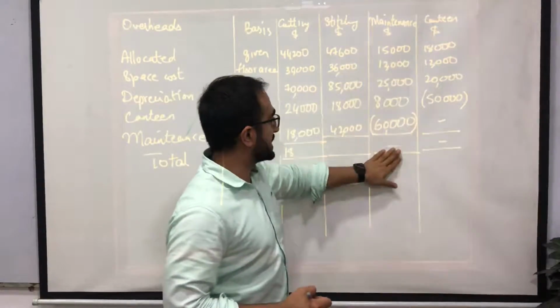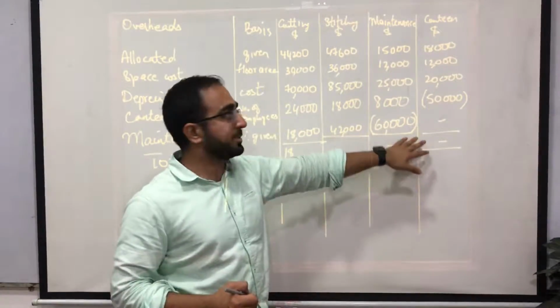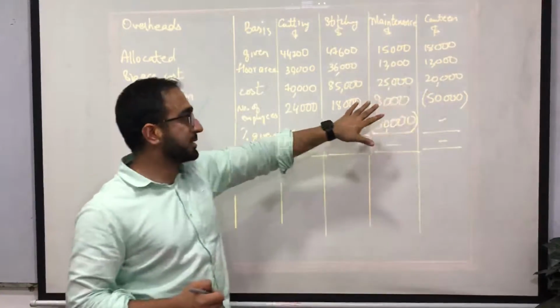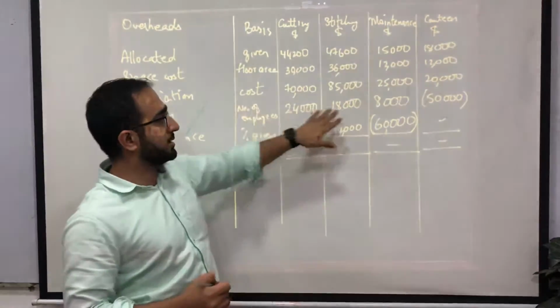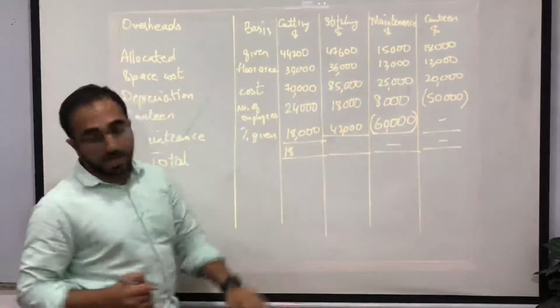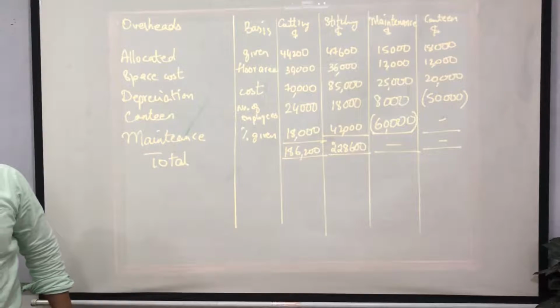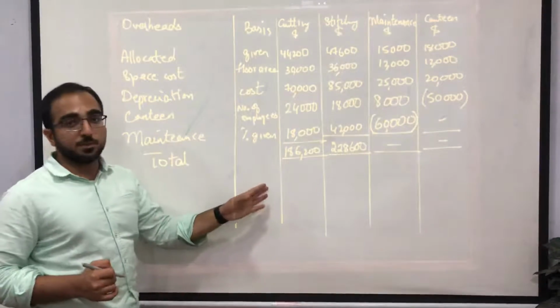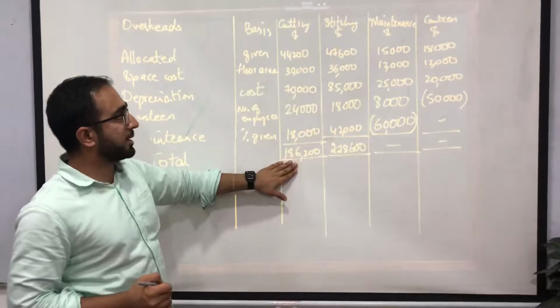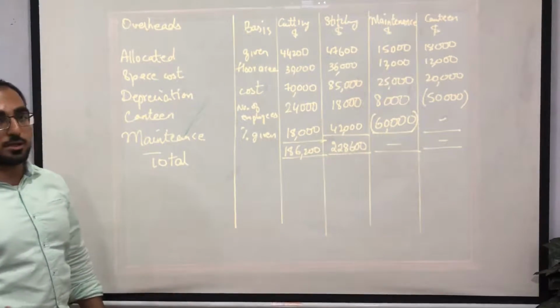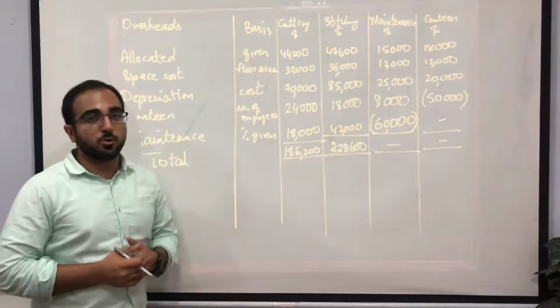So when you add all these, this will be 0, this will be 0. That is what reapportionment means. Take all the costs from here, the overheads, and give it to the respective department. Same thing for here, and at the end you will be only left with the total for the cutting and the stitching department, the total overheads for the cutting department and the total overheads for the stitching department. So that's how you would do an overhead analysis sheet.